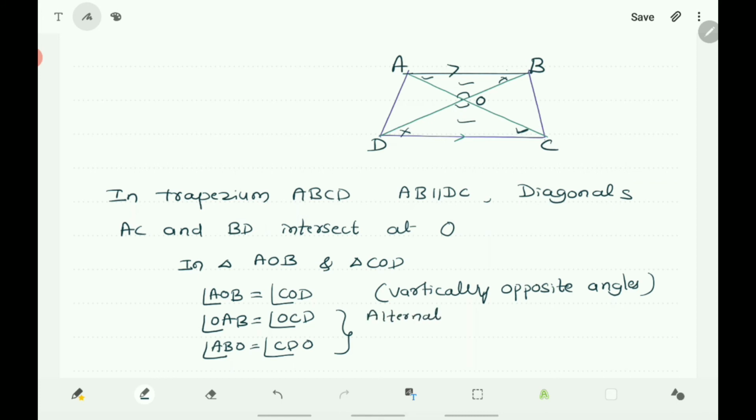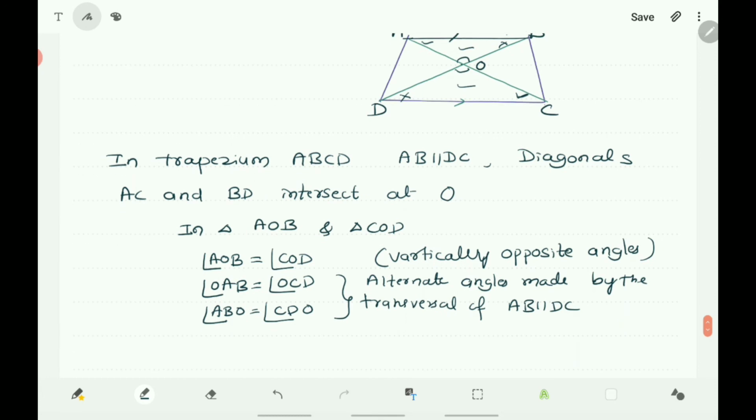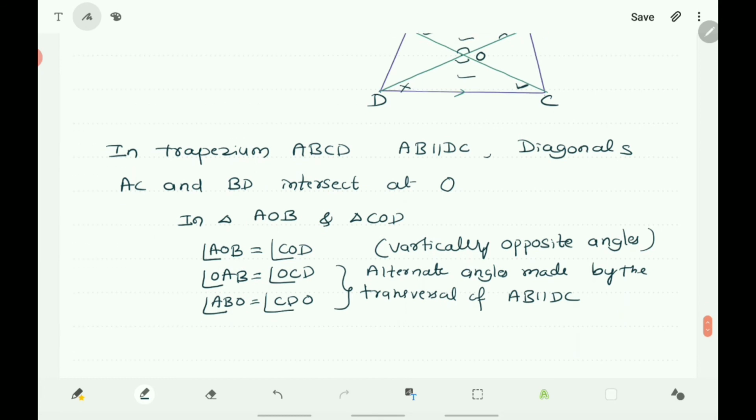They are the alternate angles made by the transversal of AB parallel to DC. Here AB is parallel to DC, and these two are the pairs of alternate angles made by the transversal. So you get three pairs of corresponding angles that are equal. According to the AAA similarity criterion, you can write that.